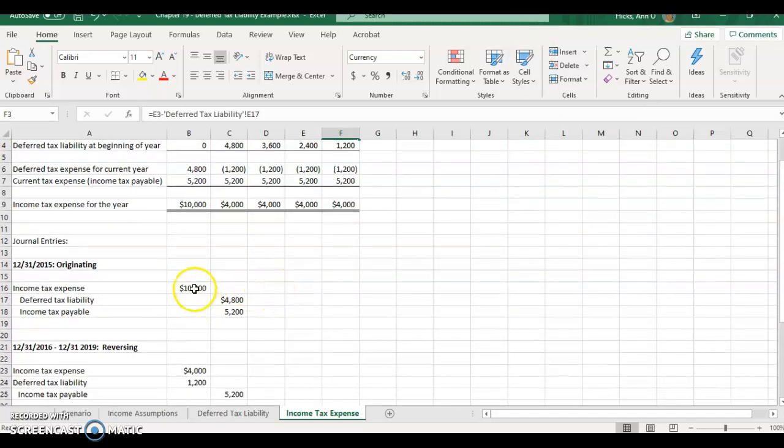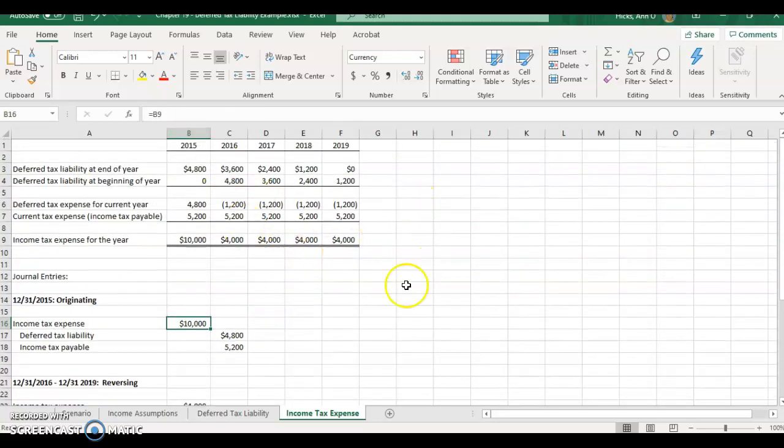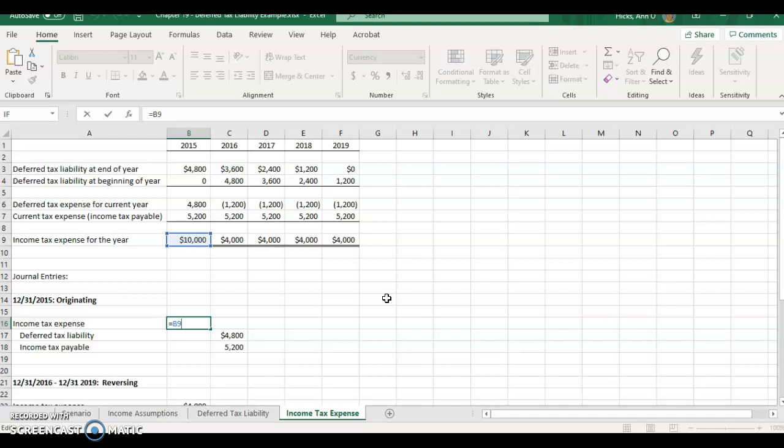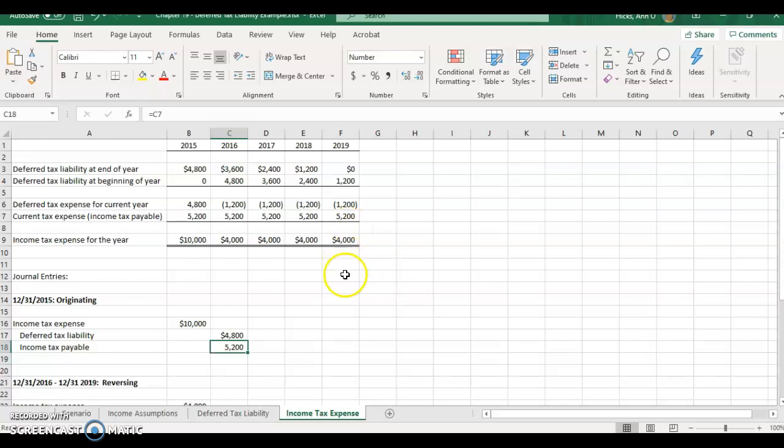Now, let's quickly look at the journal entries. They come straight off this little calculation. 12/31/15 is the originating entry. This is when the deferred tax liability is first set up. We will debit income tax expense for $10,000. That comes straight from our little schedule. We will credit deferred tax liability of $4,800, also comes from our schedule. And then income tax payable of $5,200, which we calculated. That's the amount we actually pay the IRS.